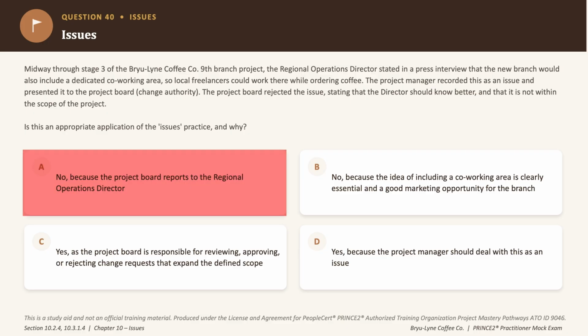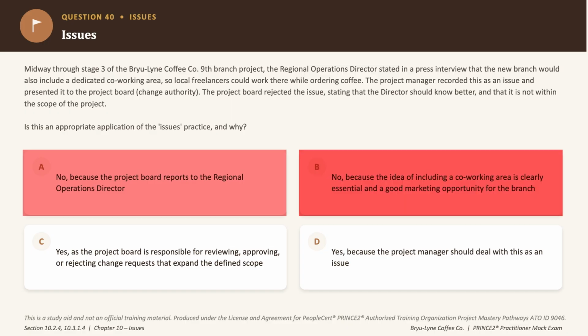Option B says no because the idea is clearly essential and a good marketing opportunity. But that's, if you think about it, just an opinion, right? Dressed up as a fact. And it doesn't really address whether the idea fits the approved scope or not, or whether this is actually gold plating which doesn't have any sort of relevance to the project mandate.